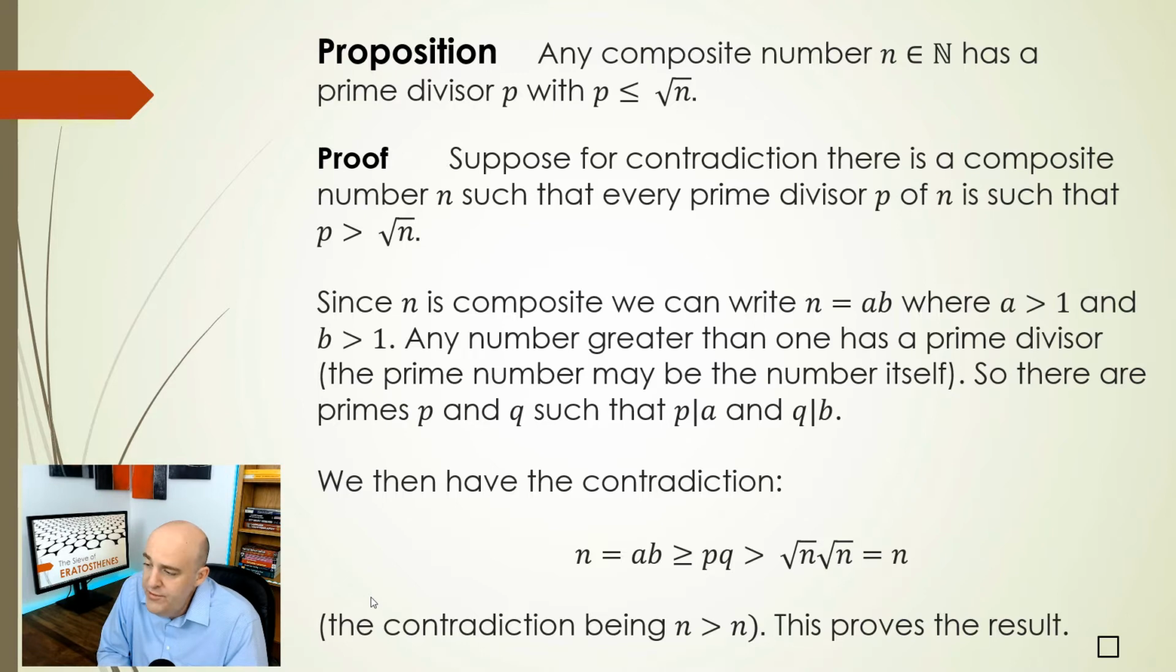So let's suppose, for contradiction, that n is a composite number, and it has the property that every prime divisor p is greater than the square root of n. Let's show that this is impossible.